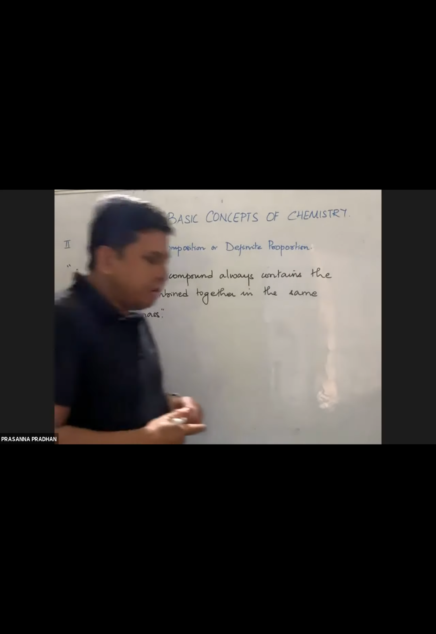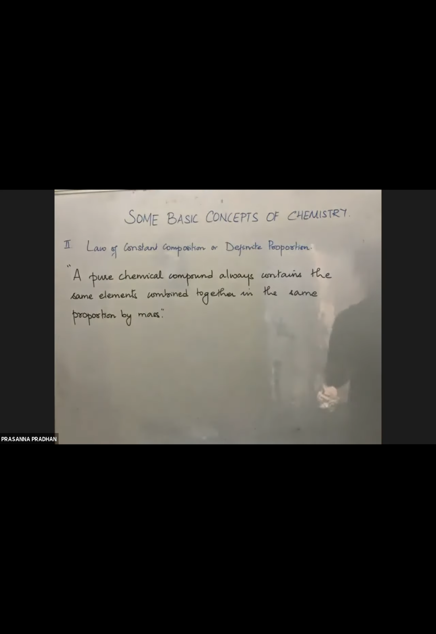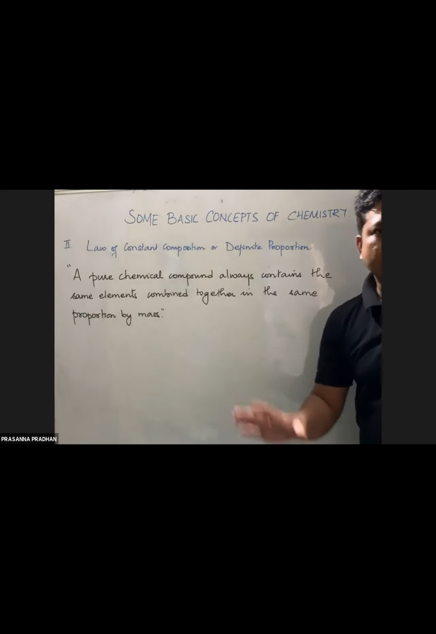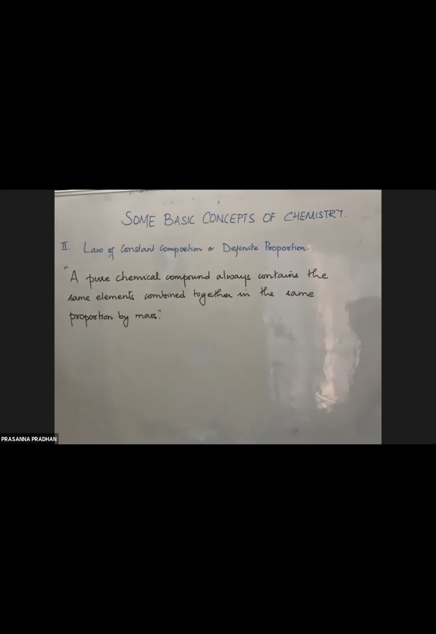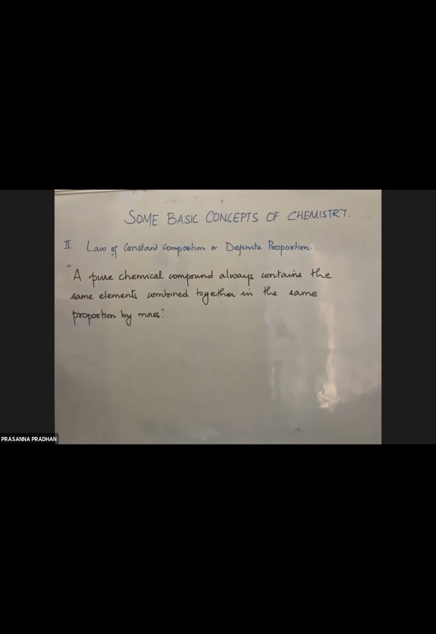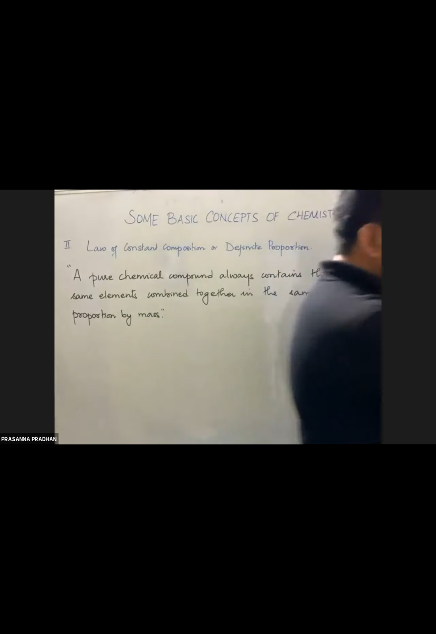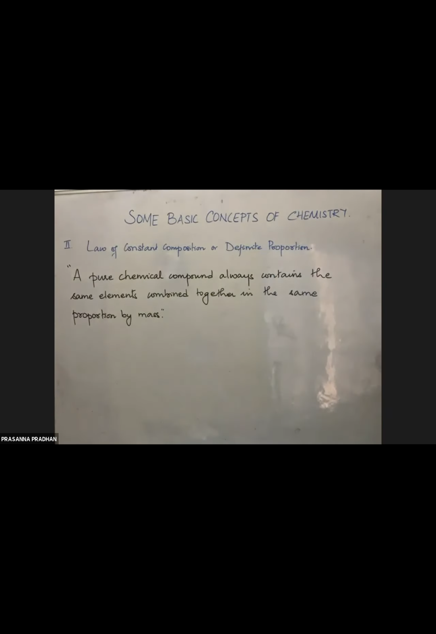Whenever we go to study laws, first and foremost we should remember the statement. It can come in the exam for 1 mark or 2 marks: state the law of constant composition or definite proportion. So according to this law, a pure chemical compound always contains the same elements, combined together in the same proportion by mass. Fine.